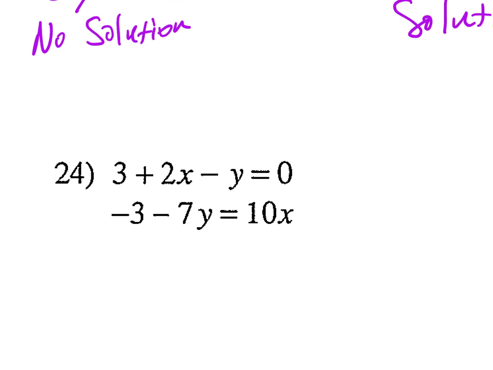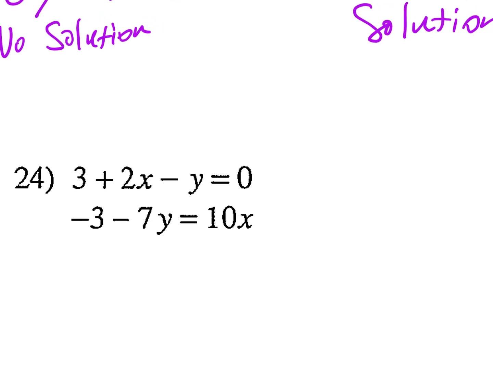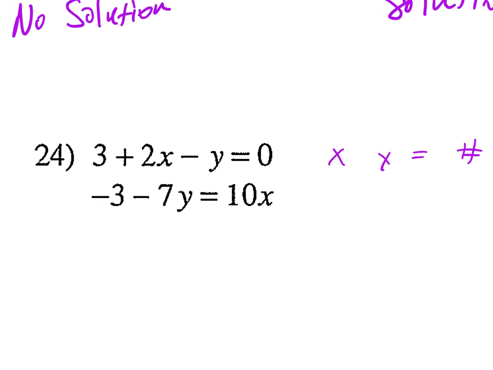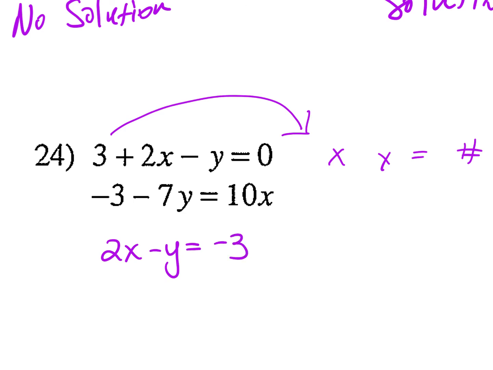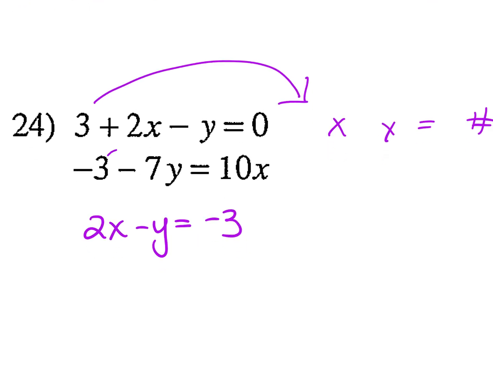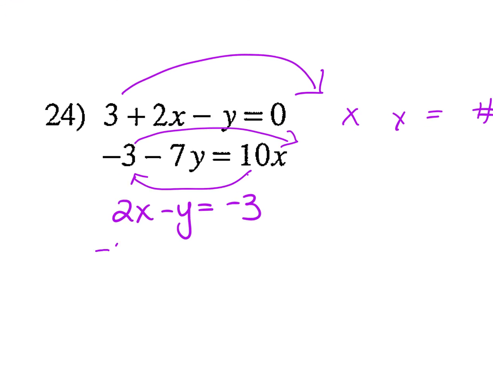All right, so we need to get our equation to read X, Y equals, and then the number. So this first one, I'm going to move 3 over to this side. So when I do that, it becomes -3. So I have 2x minus y equals -3. And the second equation, I need to move -3 to the other side, so it's going to become positive. And 10x needs to move this side, so it's going to become negative. So you have -10x minus 7y equals +3.